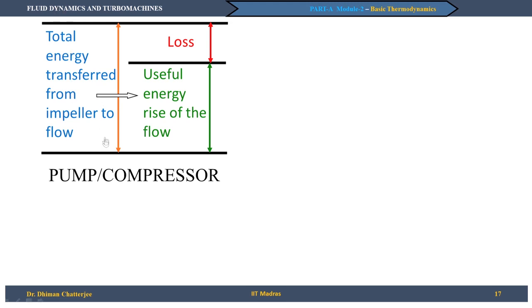The total energy that is transferred from the impeller, that is the rotating blades, to the flow, only a part of it, maybe a major part of it, but only a part of it, is given to the fluid in a useful fashion, and there is an energy rise across the turbo machine in the fluid, whereas the loss accounts for the remaining portion.